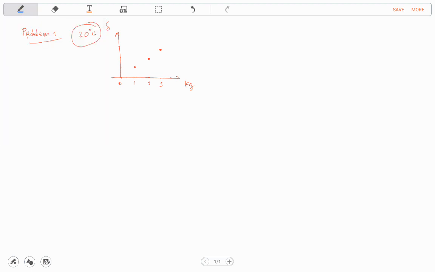Okay, and then we need to first identify the sensitivity at 20°C. This is definitely a straight line with a gradient of 20 millimeter per kilogram. This is for the case of 20 centigrade. The gradient here, of course, corresponds to the sensitivity. Let's call it K at 20°C.